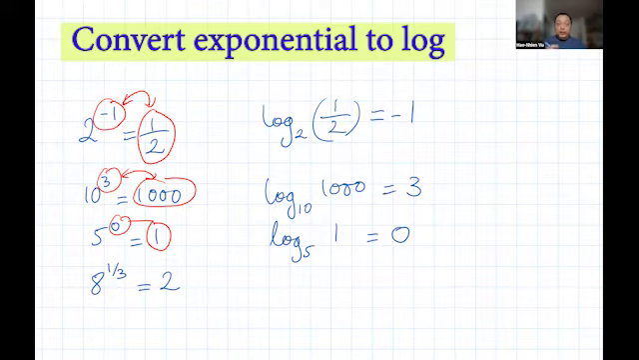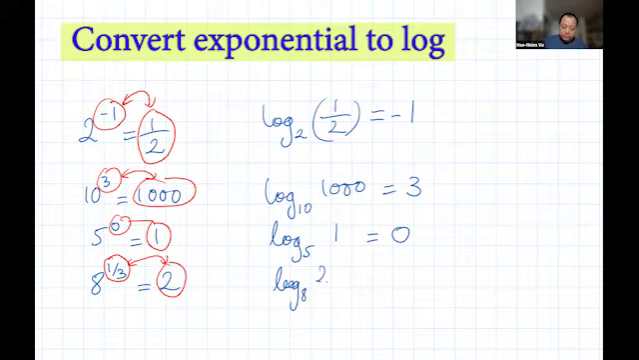The last relation, 8 to the power 1/3 equals 2. Power 1/3 means the cube root, the third degree radical. So this 1/3 and this 2 switch places. The 2 used to be the answer. Now it goes with base 8 in logarithm. Log base 8 of 2 is equal to 1/3. The 1/3 used to be going with the base 8 in exponential. Once I switch to logarithm form, it becomes the answer.